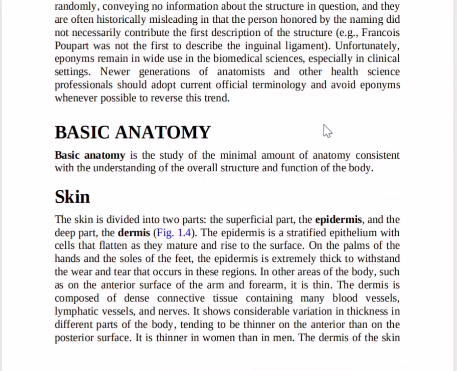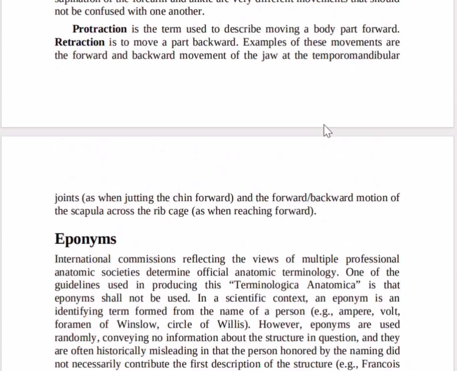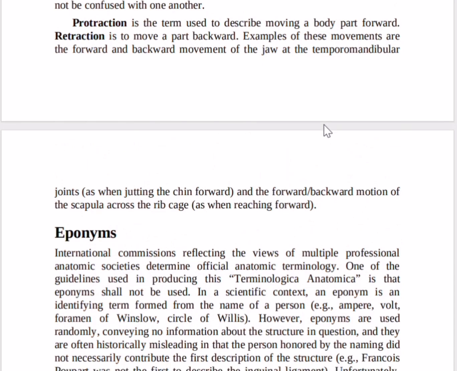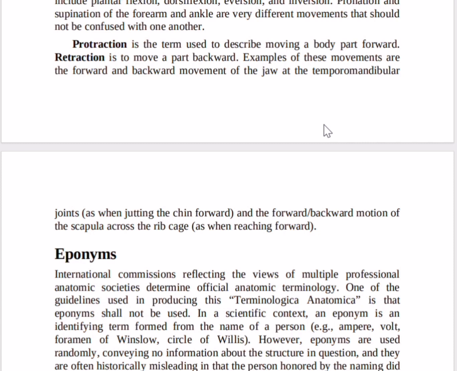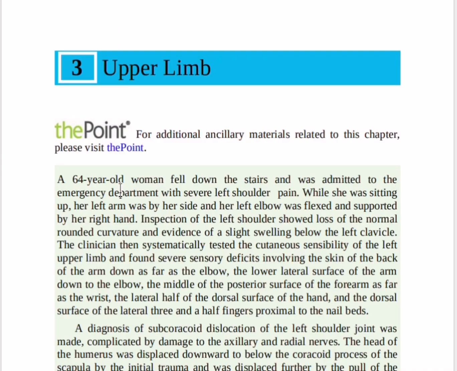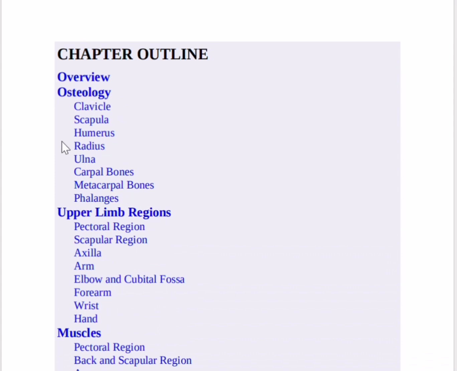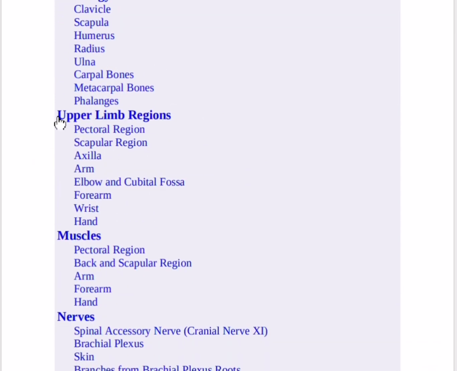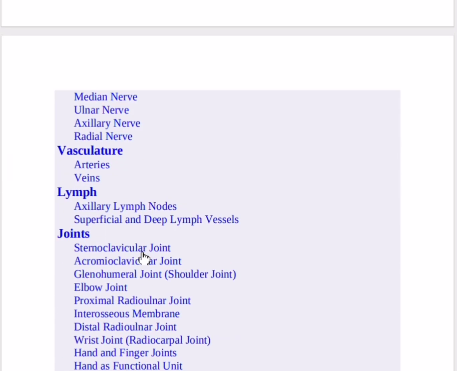So the next lesson we will talk about the gross anatomy of the upper limb. Because in anatomy, as biomedical scientists, we do regional anatomy, in which we study anatomy by regions. We don't study anatomy by systems as other faculties do. Let me just show you the gross anatomy of the upper limb. This is the next one which we are going to talk about. We're going to talk about osteology, then next time the regions, the pectoral region, muscles, nerves, and the likes.